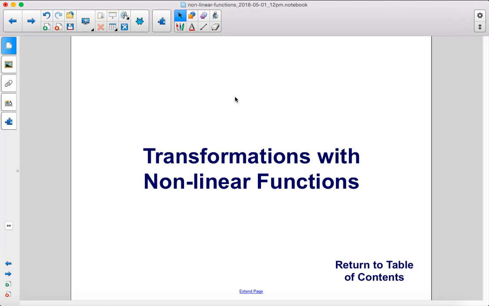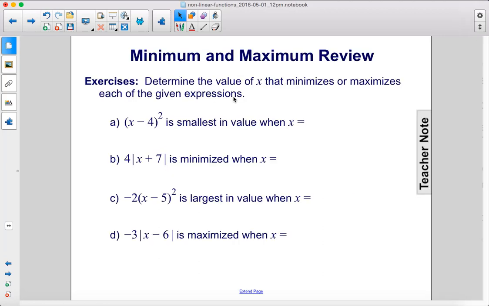Transformations with nonlinear functions. Exercises. Determine the value of x that minimizes or maximizes each of the given expressions.